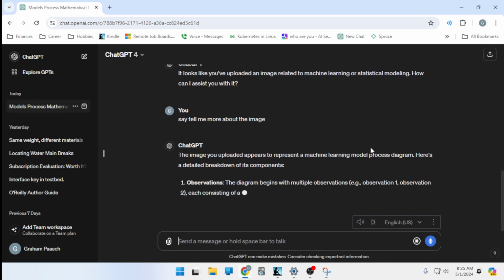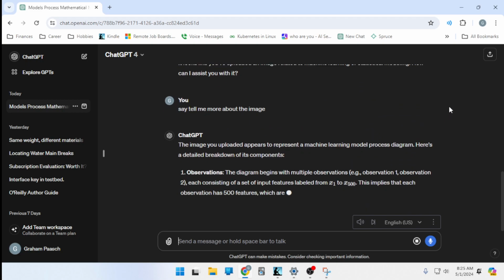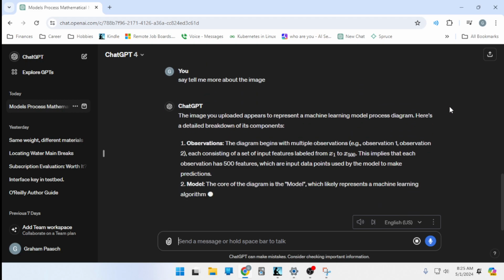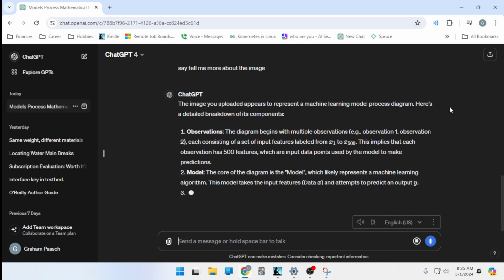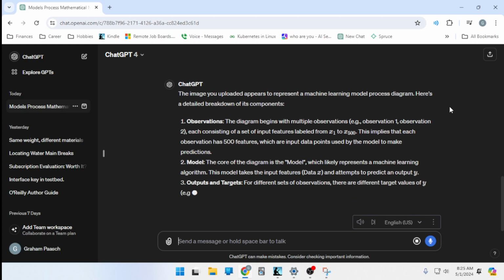The image you uploaded appears to represent a machine learning model process diagram. Here's a detailed breakdown of its components. Observations. The diagram begins with multiple observations, e.g., observation 1, observation 2, each consisting of a set of input features labeled from x1 (x_1) to x500 (x_500). This implies that each observation has 500 features, which are input data points used by the model to make predictions.